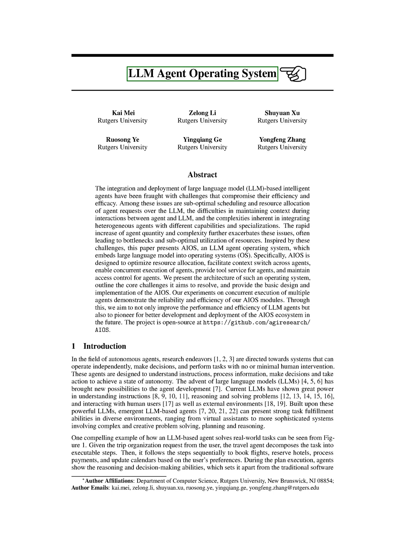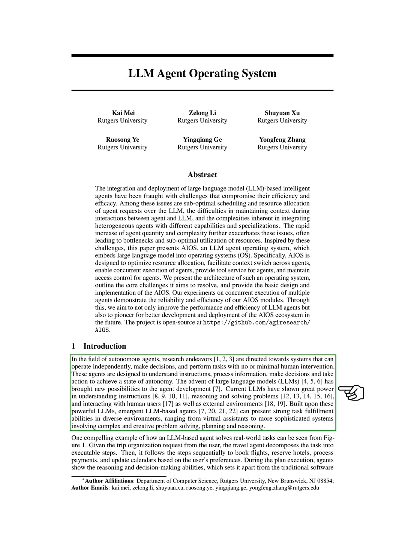Section: Introduction. In this section, we will discuss the advancements in the field of autonomous agents. Our focus is on creating systems that can work independently, make decisions, and carry out tasks with minimal human involvement. These agents are programmed to understand instructions, process information, make decisions, and take actions to achieve autonomy.